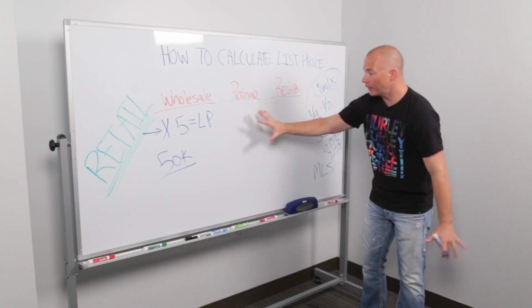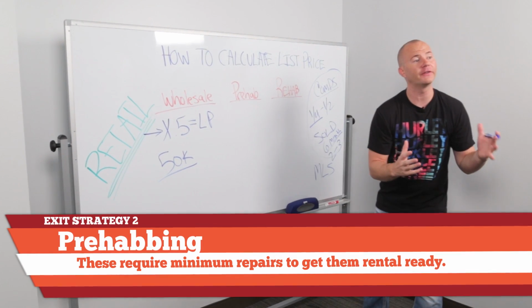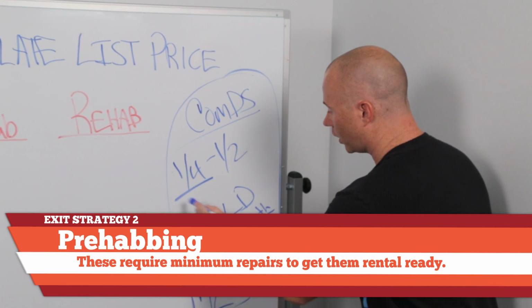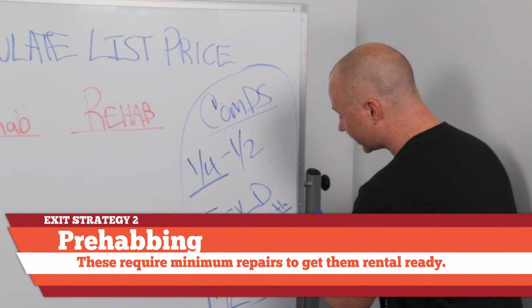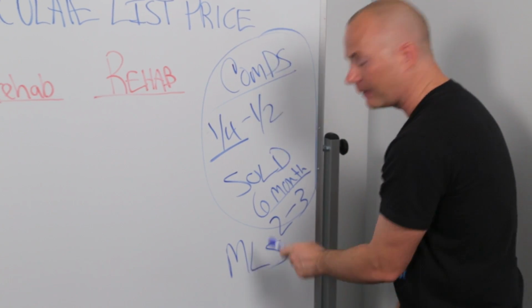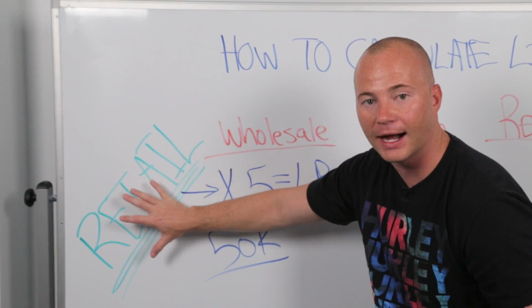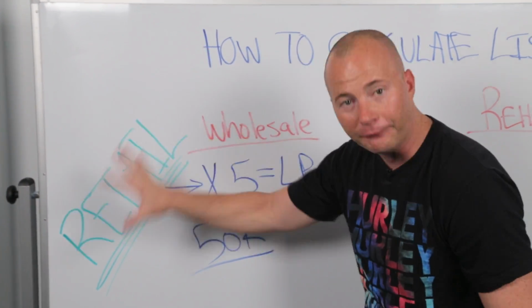Now, if you're going to prehab that deal, the formula is very, very similar. You have to start with your comps. Go a quarter mile away, look for the sold properties within 6 months. You need 2 to 3 sold comps, and they're coming from the MLS. You do the same exact process. You have to identify the retail value first.